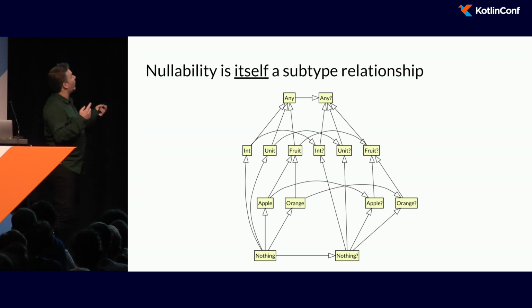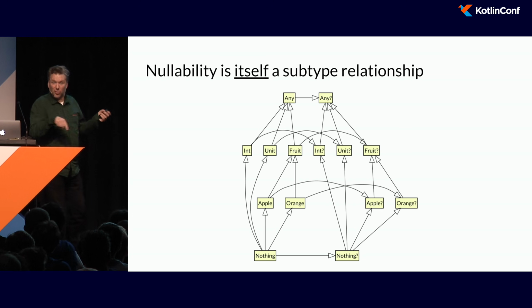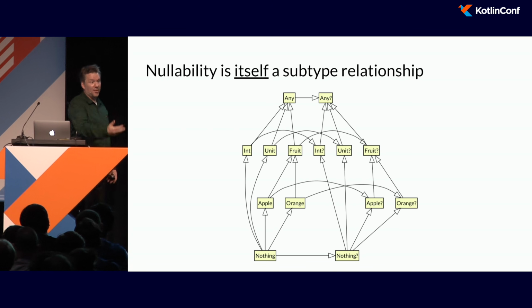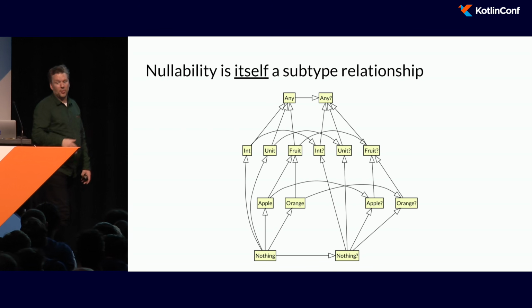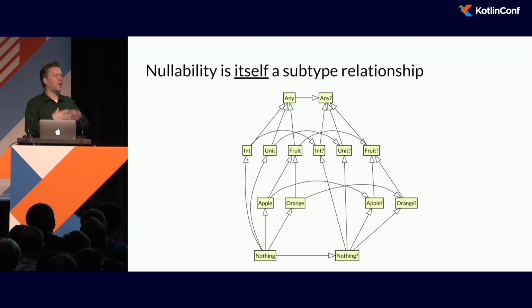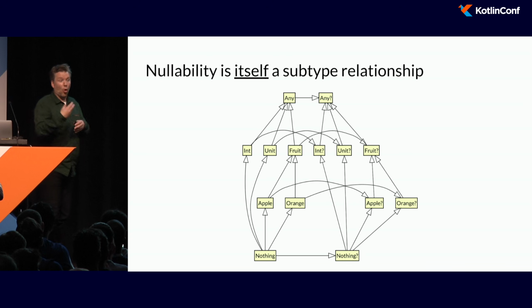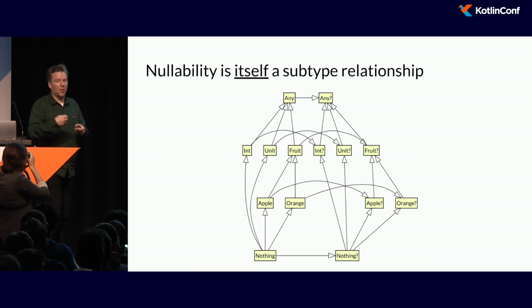The supertype of a nullable type is itself. If you put question mark, question mark, question mark, that's exactly the same as just putting one question mark. So it's not like in Java, where you could have an option of a fruit. You can only have an option of fruit.